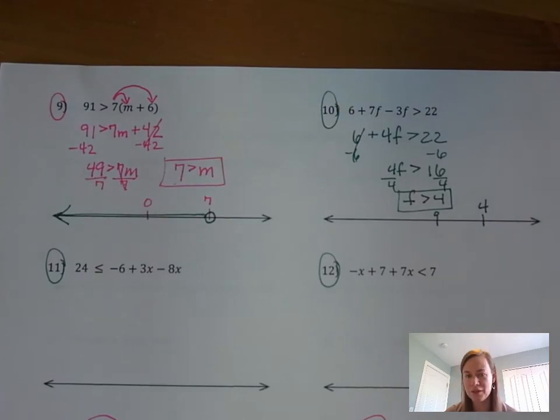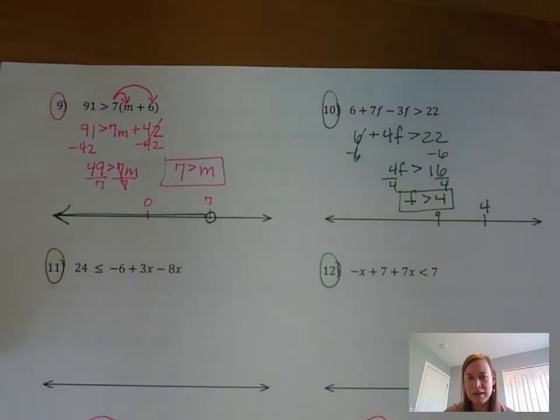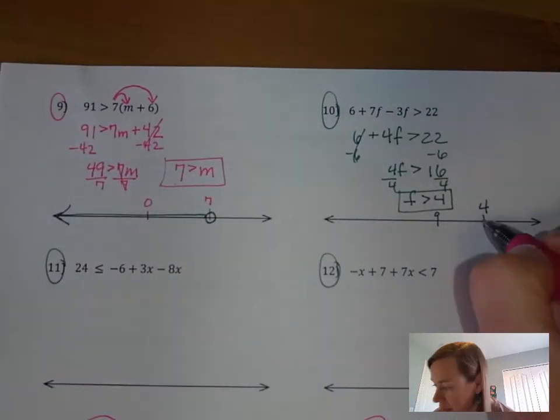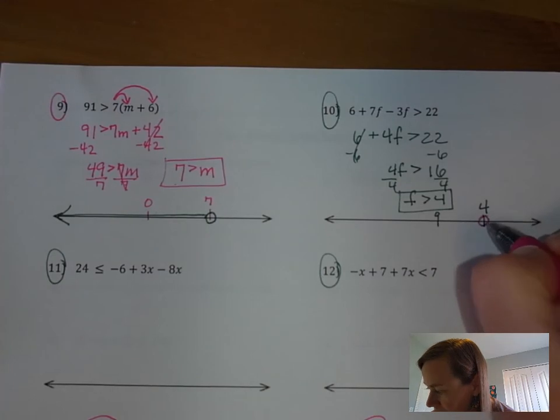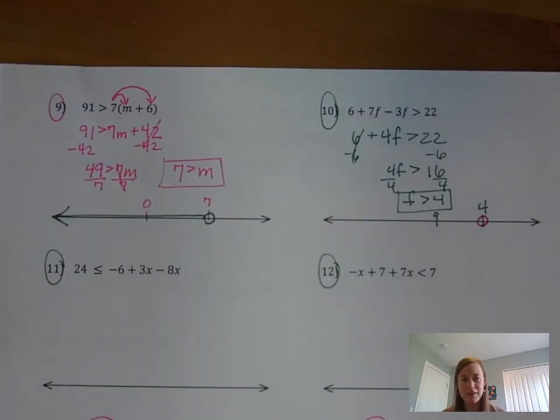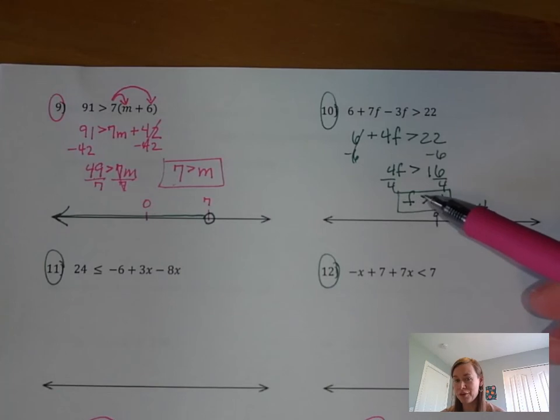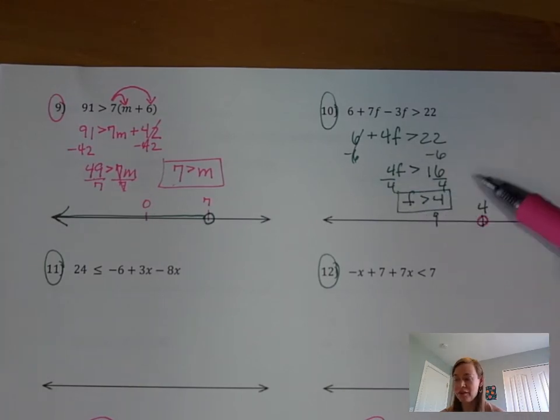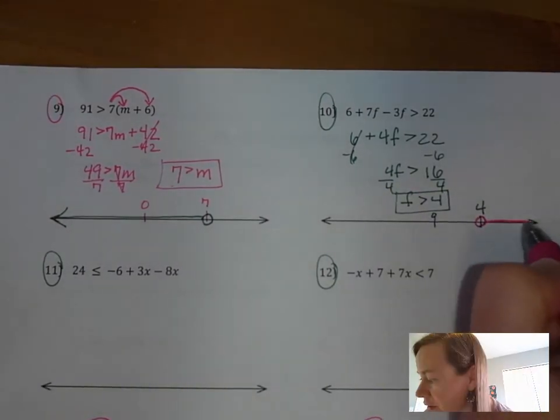Okay, let's put our 4 on the number line. There's our 0, there's our 4. And now let's graph it. We have a greater than, so we need an open dot. And now let's think carefully about our arrows. F, or in other words, the answers, are greater than 4. The answers are bigger than 4. Okay, we got to go this way.